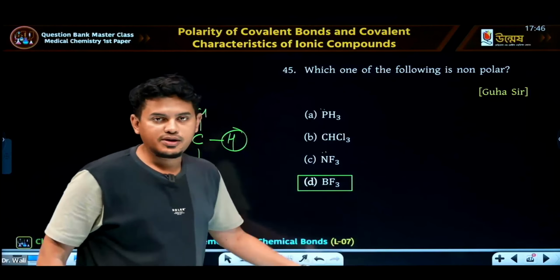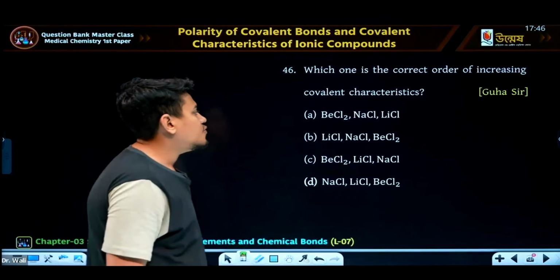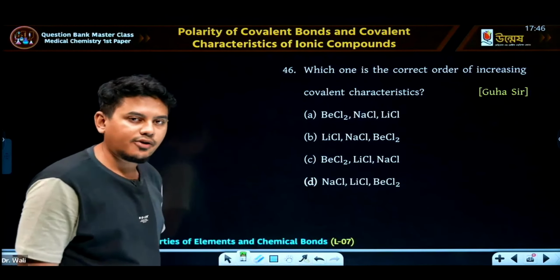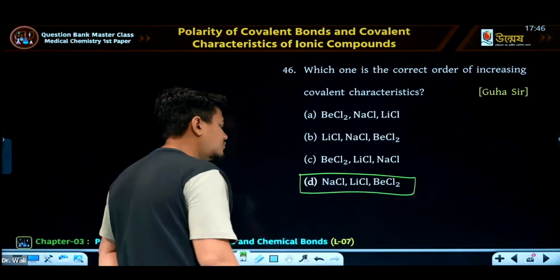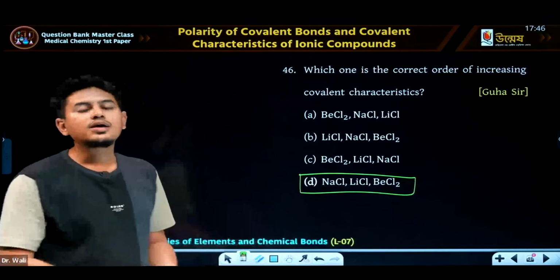That's why it lacks the chance to be polar. Which one is the correct order of increasing covalent characteristics? Covalent characteristics will increase according to their charge. So in this case, highest covalent character would be shown by beryllium chloride, followed by lithium chloride, followed by sodium chloride. Why is lithium chloride in the middle? Because it is smaller than sodium.